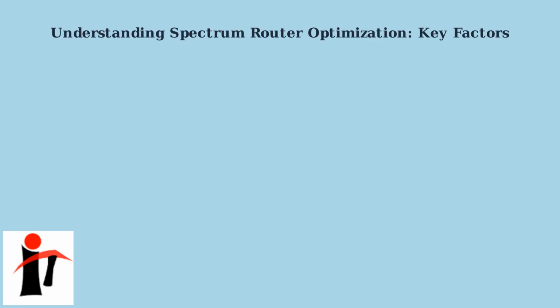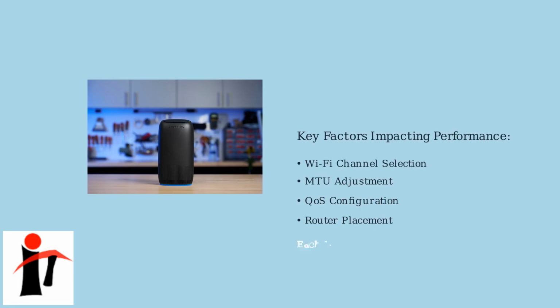Want to boost your Spectrum router's performance? Let's dive into the key elements that affect your internet speed. Wi-Fi channel selection, MTU adjustment, QoS configuration, and router placement. Each of these factors directly impacts data throughput, latency, and overall stability.